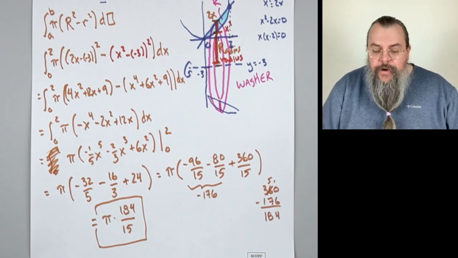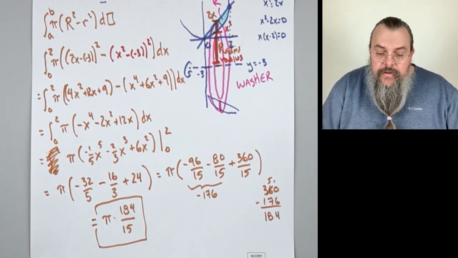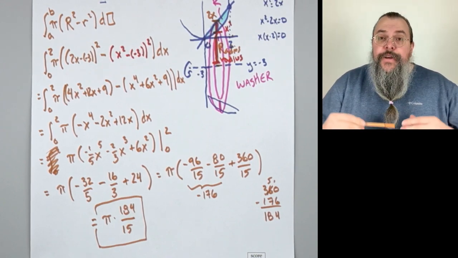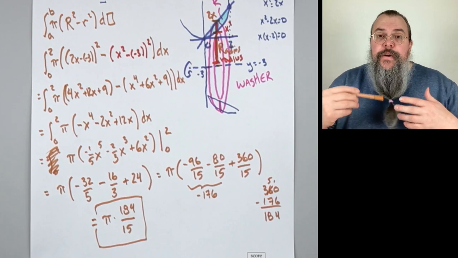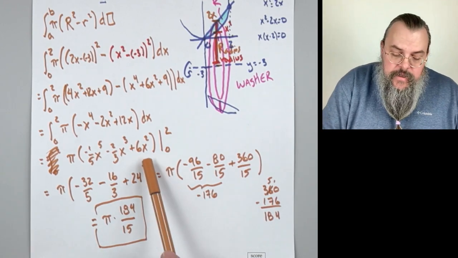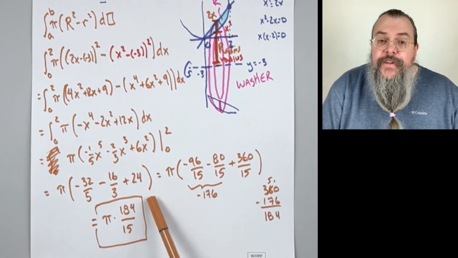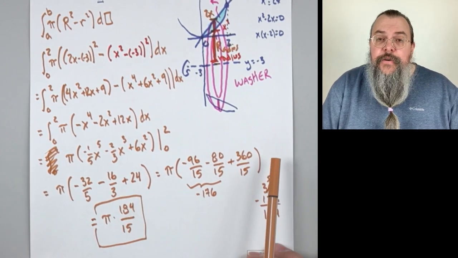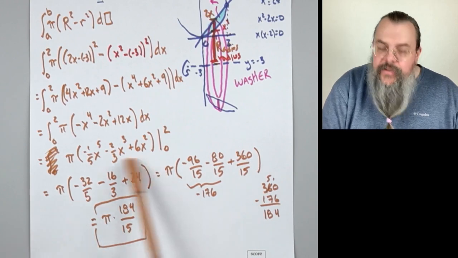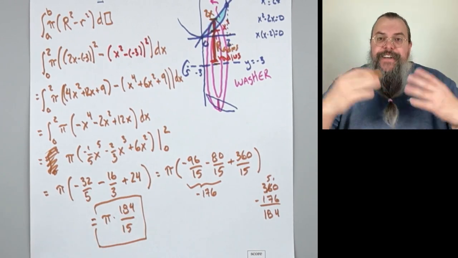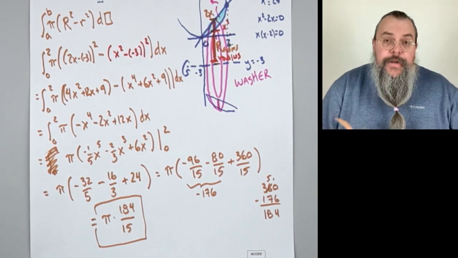184/15 pi. Cool. Now you might say, did we have to do all that? Well, if you follow the mantra, we don't have to simplify. If you're worried, stop there. That's the answer. The rest of it is all just arithmetic. You can say, look, that's the answer. Done. Voila. I've got it. And so, there we go.